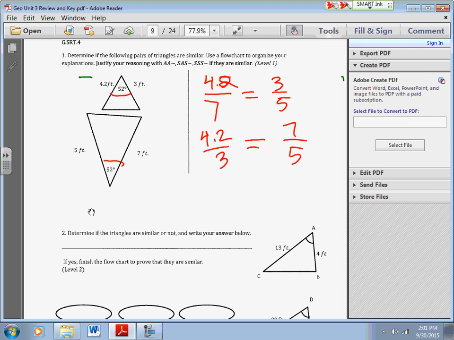So this one would be which one of the three? AA, side angle side? You guys getting the hang of that? Because that's going to be on the test all over the place. So AA, side angle side, and side, side, side? Okay. That's all over the place.